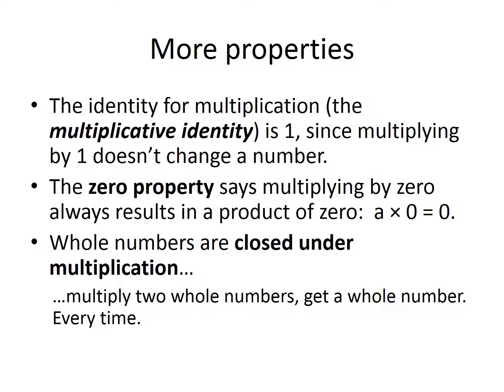The multiplicative identity: what number, when you multiply by other numbers, always gives you the other number back? Well, the answer is 1. So that's called the multiplicative identity. It lets the other guy keep the identity. And the 0 property just says multiply by 0, you always get 0. And finally, whole numbers are closed under multiplication. It just means multiply 2 whole numbers, the product will always, always be a whole number.